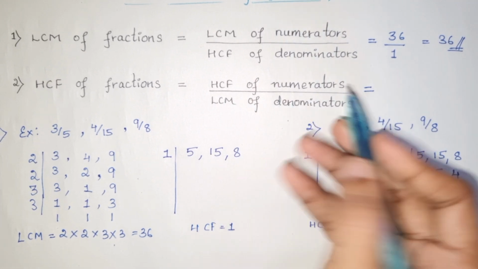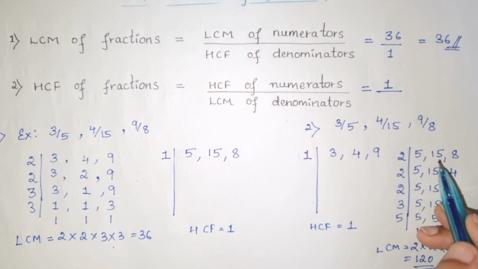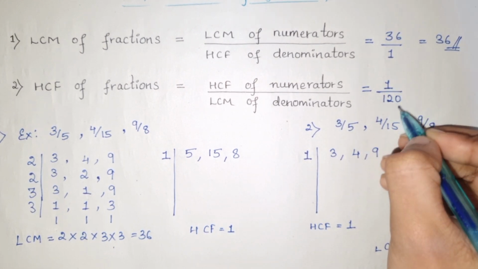Okay, so we'll substitute in the formula. So the HCF of numerators is 1 whole divided by LCM of the denominators is 120. So our answer is 1 divided by 120.